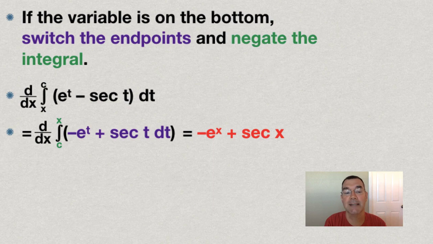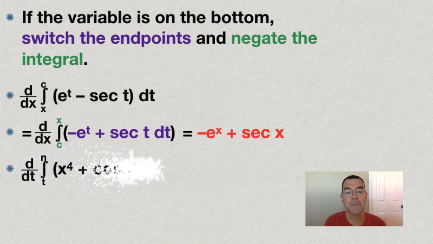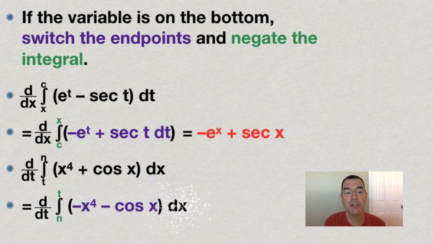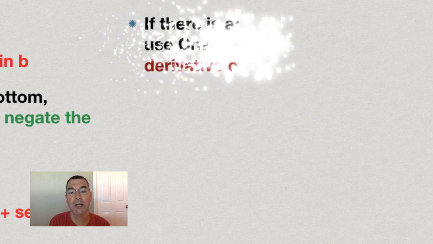I can just go ahead and replace the variable t with the variable x that's now at the top of the integral. Now let's say I have the derivative with respect to t of the integral from variable t up to constant n of x to the fourth plus cosine x dx. Again, the variable's at the bottom of the integral, so I want to switch those. And what that does is it changes the sign of every term. So the x to the fourth becomes negative x to the fourth, the cosine x becomes negative cosine x, and now I'm ready to replace every x with the t that's at the top of that integral sign. And I get negative t to the fourth minus cosine t.